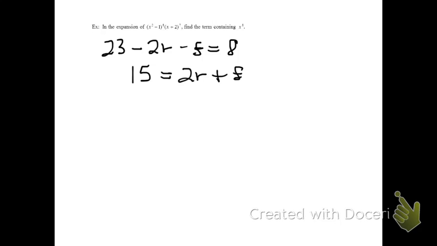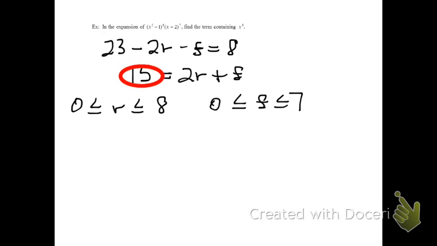Well, we know that R will go between 0 and 8, right? Because it's a degree of 8. And we know that S will go somewhere between 0 and 7. Okay, so what we're looking for is combinations of R and S that will add up to 15, right, to this value here. So we just want to find any combinations that will work. So let's try the first one.